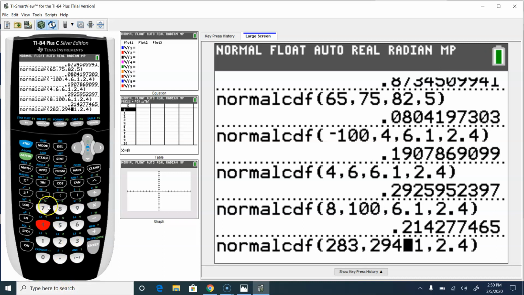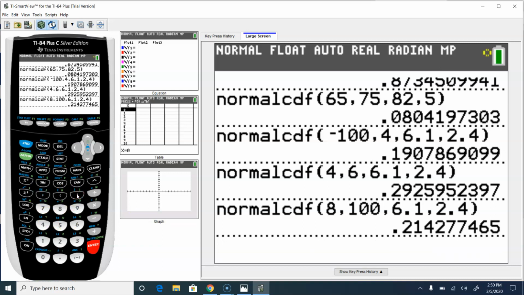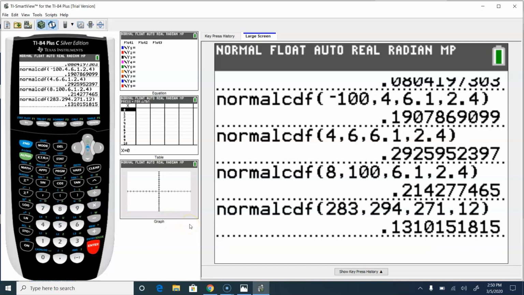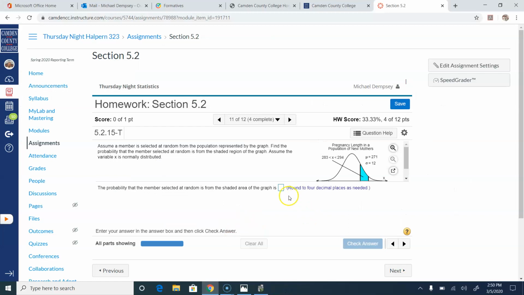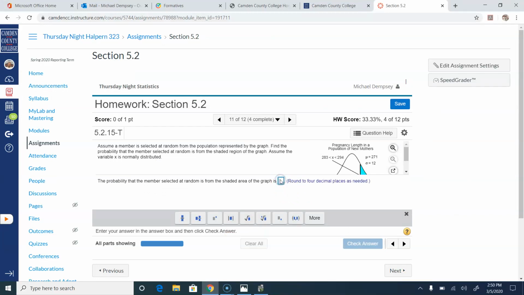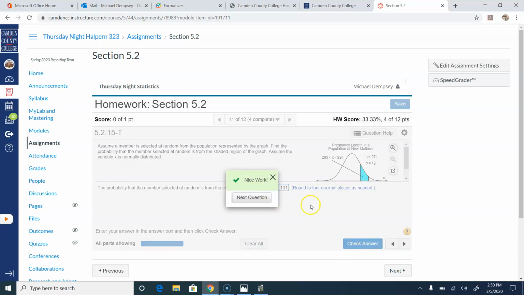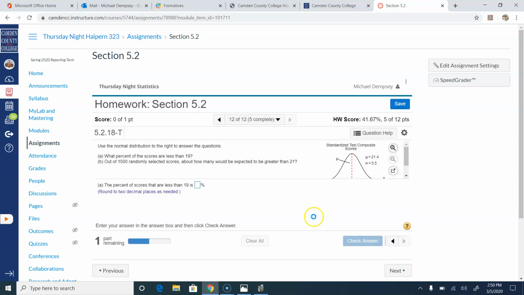And then of course we need our mean and our standard deviation, so let me go back and take a peek at those. 271 and 12 respectively. Should be good to go. 0.131, and that would just be 0.131 to the 4th decimal place, so 0.131 should be good. Okay. And that should put you in a good spot to get most of the calculator stuff done for 5.2.